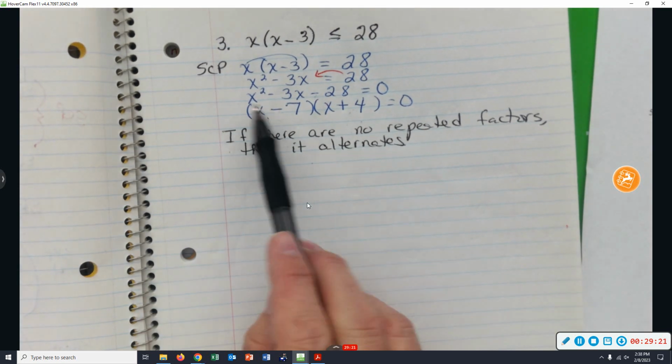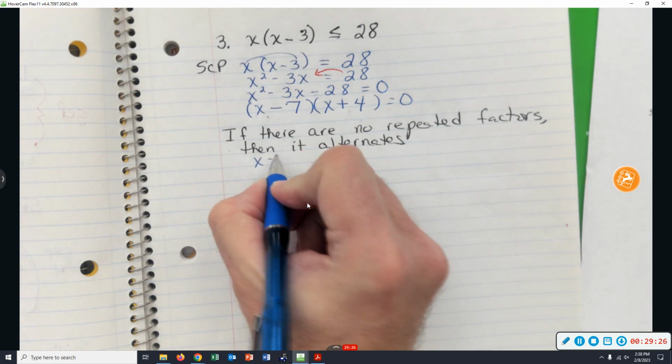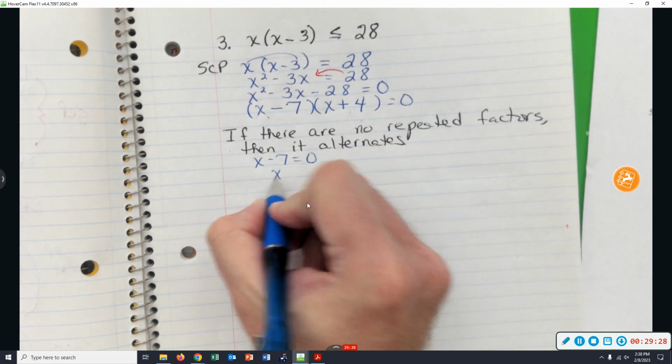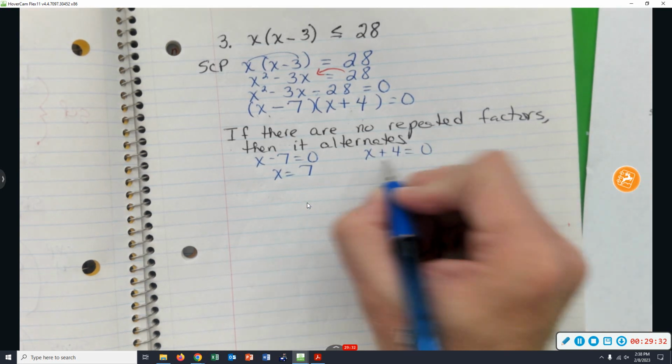Okay, so now set each one of these to 0, and what are we going to have? 7 and -4. Yes, x equals 7, and x equals -4.